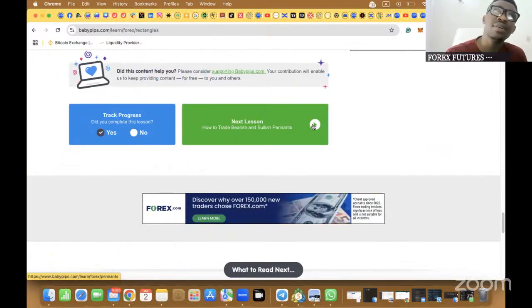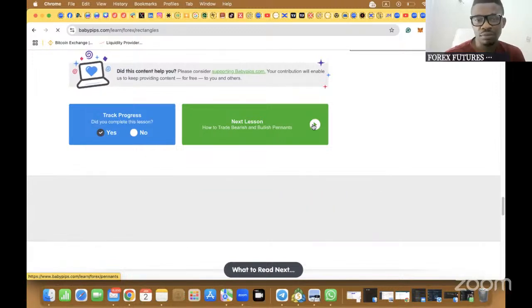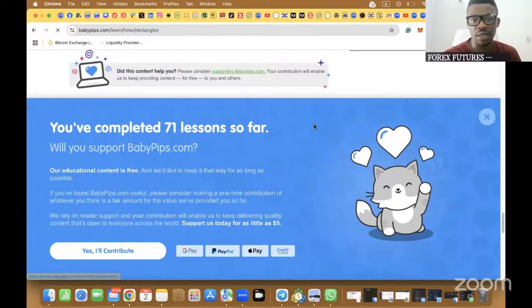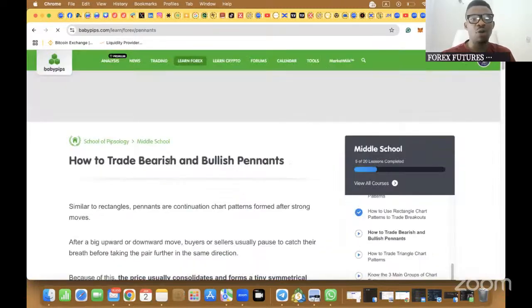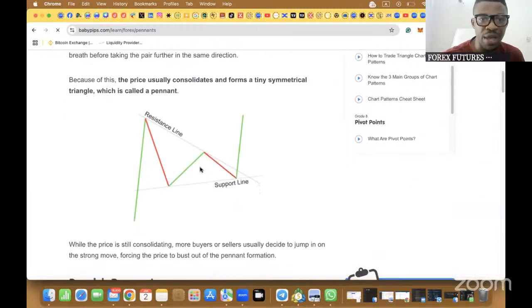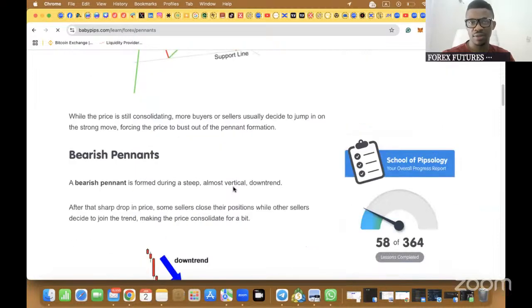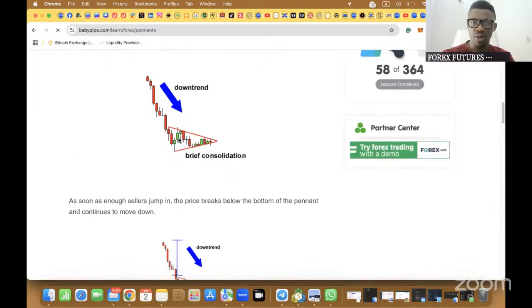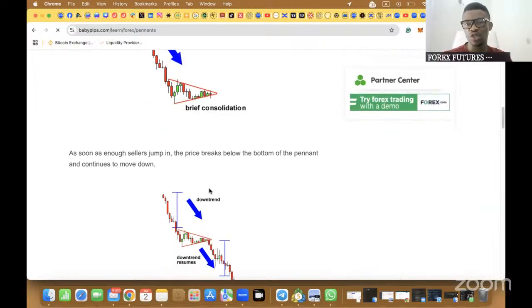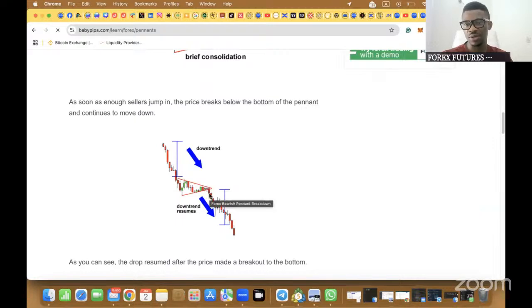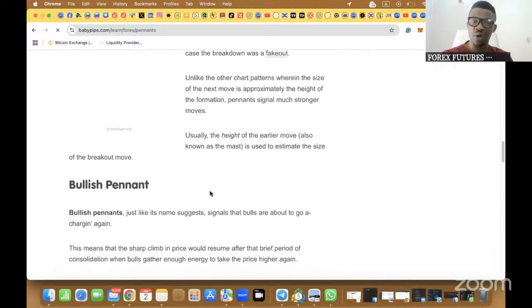Ladies and gentlemen, go and put ranging. The range is the same as a rectangle, so the rectangle pattern. So we have how to trade bullish and bearish pennants. Pennants are the same as this. You can see the way it looks. It's very tiny and small, but we're looking for a breakout. Brief consolidation. The consolidation is not much. Then we see the breakout to the downside. Then we look for entry and we go in.